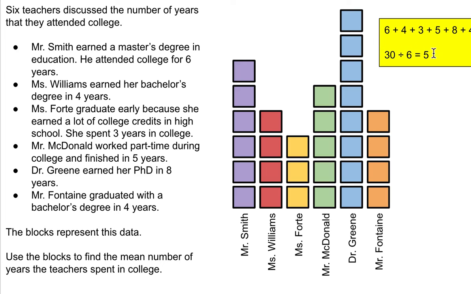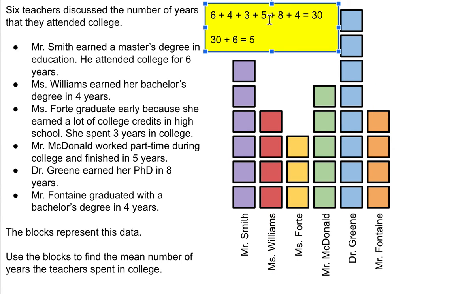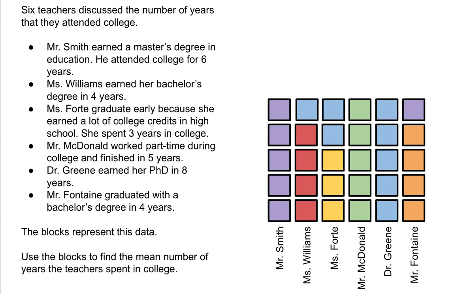Of course, here's another way that you could do that. You could add the number of years each teacher went to college. So 6 plus 4 for Miss Williams, plus 3 plus 5 plus 8 plus 4. Adding those together, I get 30. And then 30 divided by 6 people equals 5. So the mean number of years would be 5. And remember, that's the height of our stacks when we rearrange the blocks.